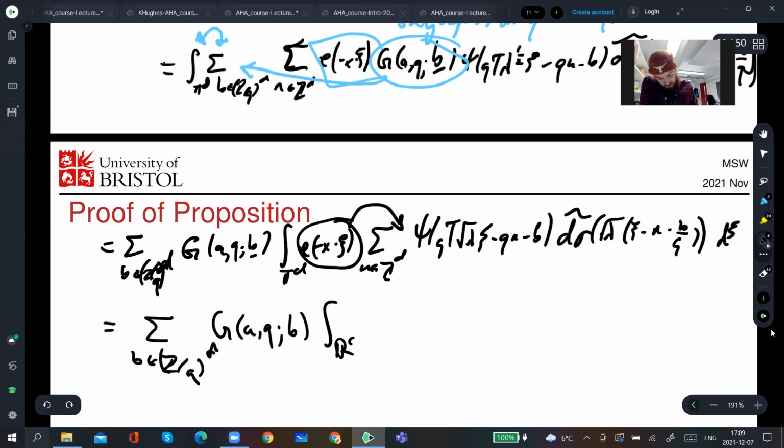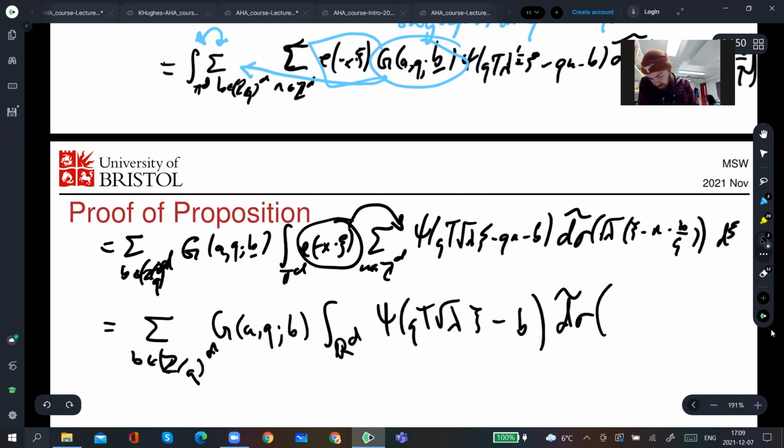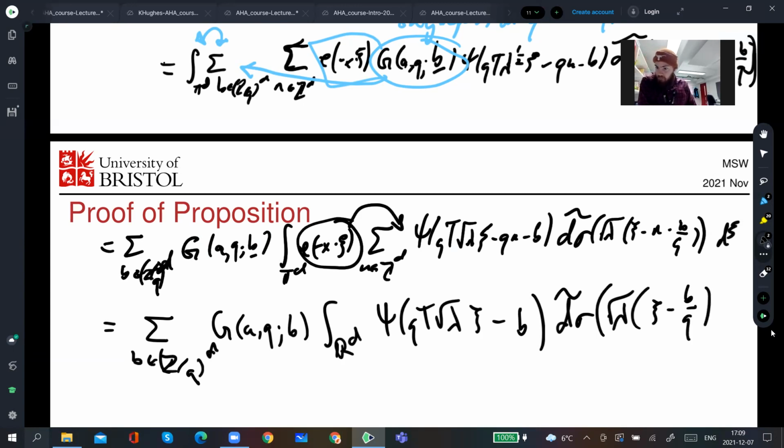Times the integral over R^d of what? Psi of q t root lambda, and then I get a c minus b here, and a d twiddle root lambda times c minus b over q. Phew. And we see that we have an integral now on R^d.